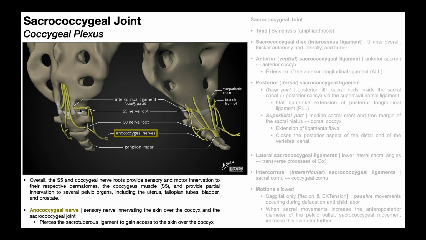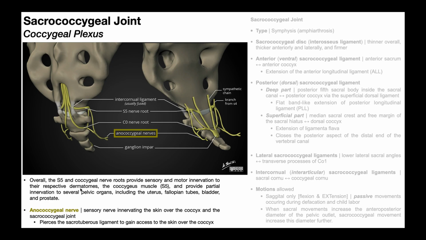But you'll notice that the S5 nerve root and the coccygeal nerve root are going to merge together with some contributions from the S4 nerve root, although they're not shown here, and they form what's called the anococcygeal nerve. So the anococcygeal nerve is a sensory nerve innervating the skin over the coccyx and the sacrococcygeal joint. And part of it pierces the sacrotuberous ligament to gain access to the skin over the coccyx as it moves superficially. So overall, the S5 and coccygeal nerve roots provide sensory and motor innervation.